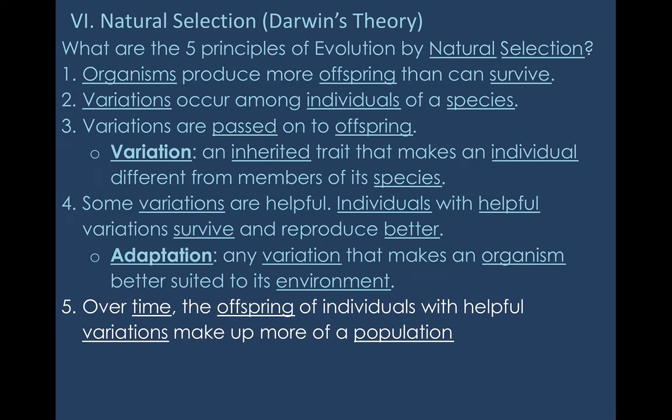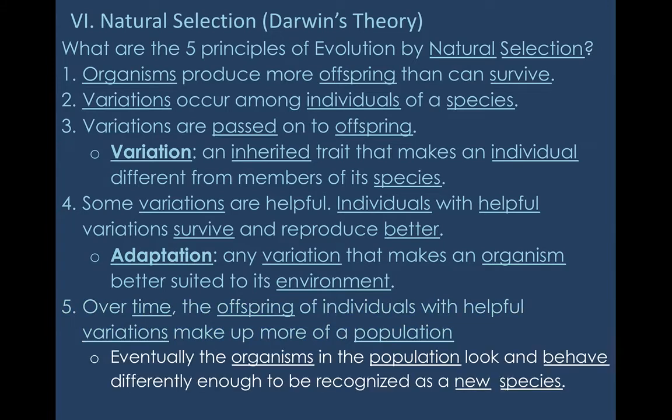So over time, the offspring of individuals with the helpful variations are going to make up more and more of a population, because they are going to be the ones that keep surviving and keep producing offspring. Eventually, the organisms in the population look and behave differently enough to be recognized as a new species.